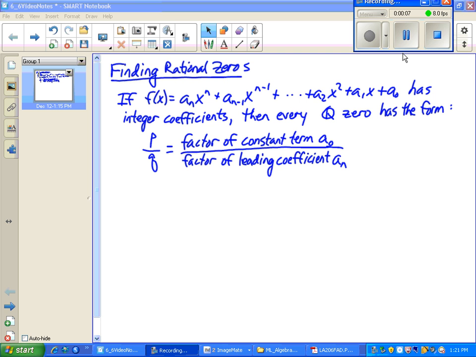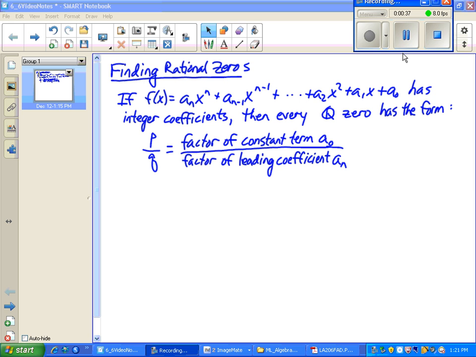Today's topic is finding rational zeros, and I just listed the rational zero theorem here, which shows that if you have this polynomial, f of x equals a sub n x to the n, plus and so on down to your constant a sub 0, if it has integer coefficients, okay, each of the coefficients must be integers, then every rational zero, note this is not every zero, but each rational zero must have this form, p over q.